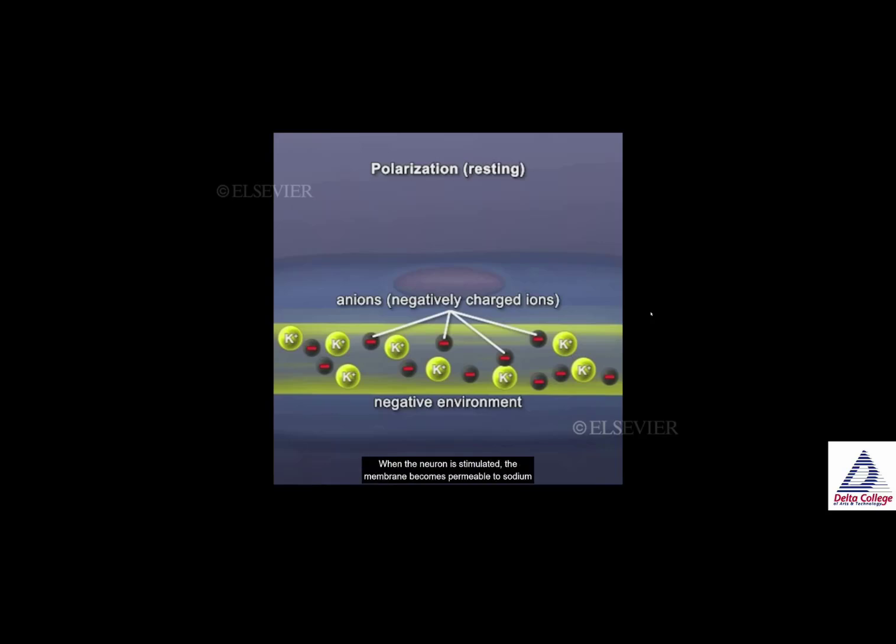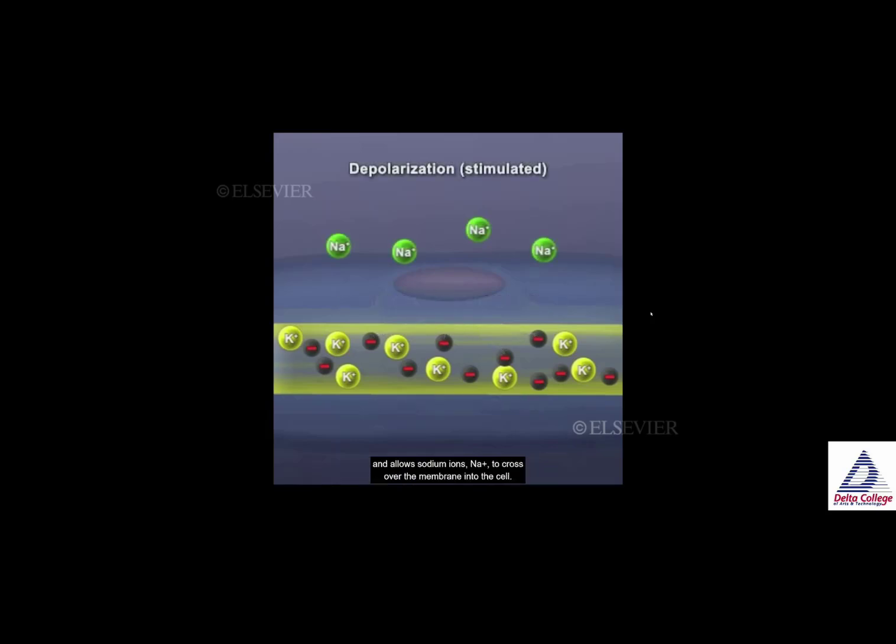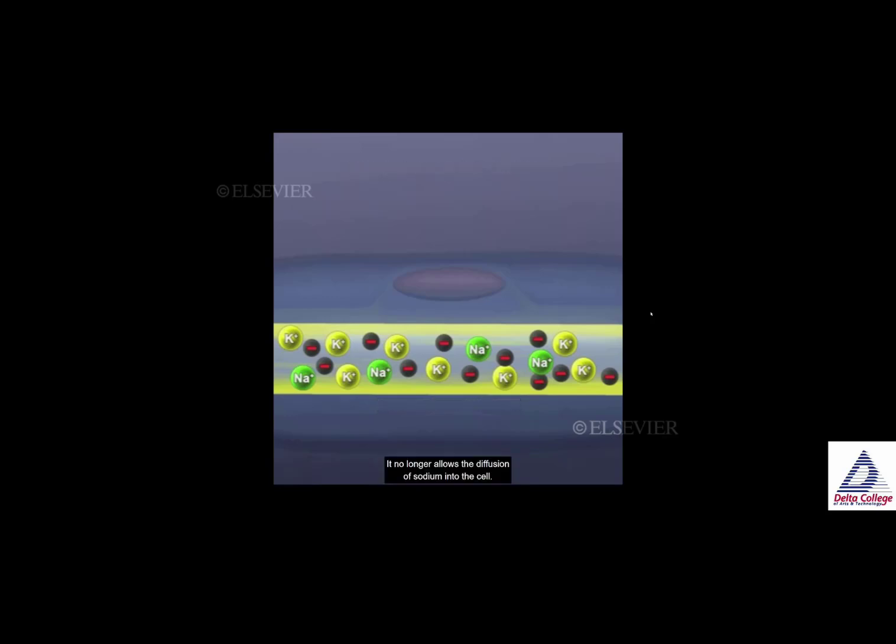When they do, they take the positive charge with them, resulting in a negative environment within the cell. When the neuron is stimulated, the membrane becomes permeable to sodium and allows sodium ions, Na+, to cross over the membrane into the cell. This increase in sodium with the diffusion of positive charges changes the inside of the cell, making it now a positive environment. This is depolarization.